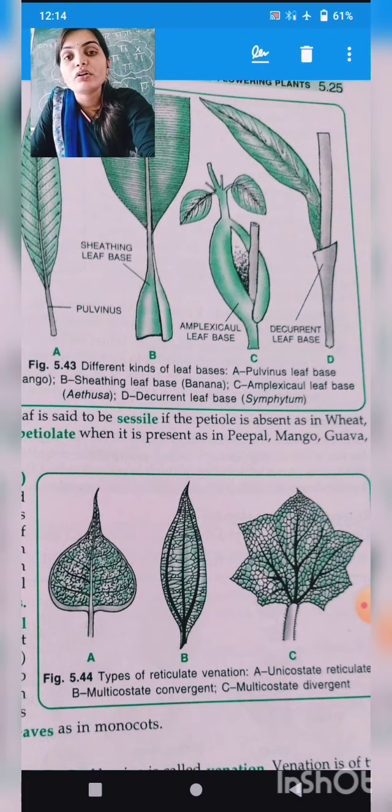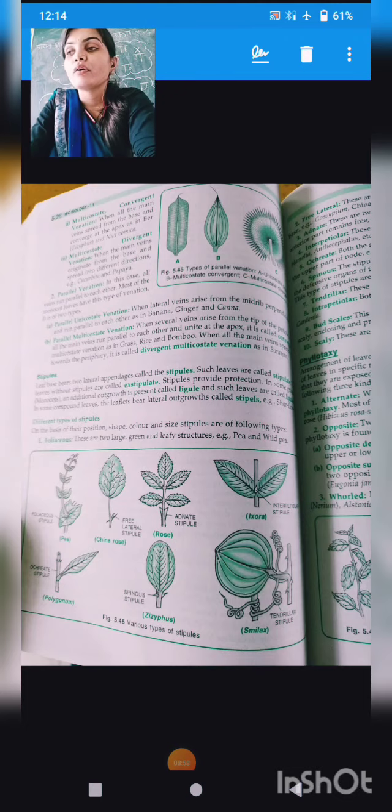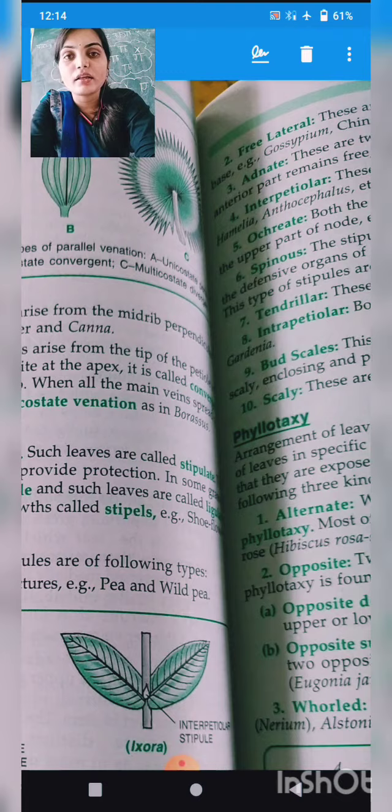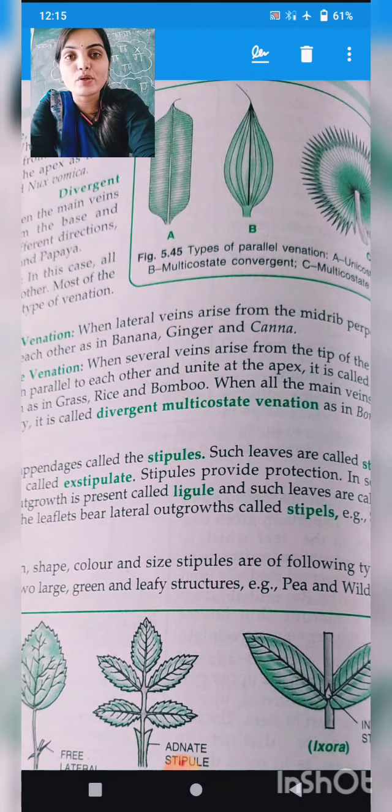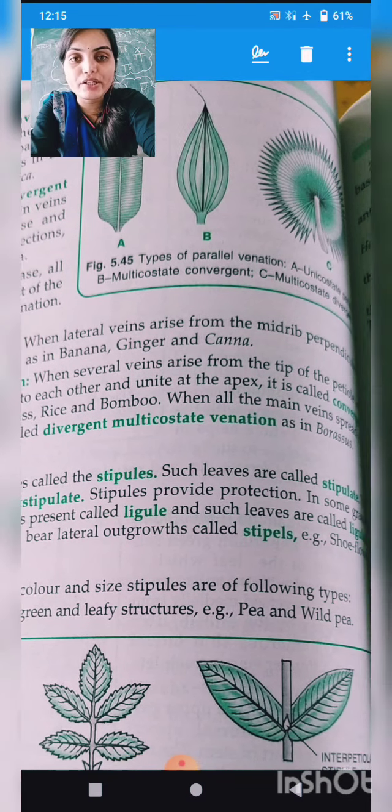Now see the types of parallel venation. Here in the diagram you can see the types of parallel venation. See, all the veins are attached parallel to each other.